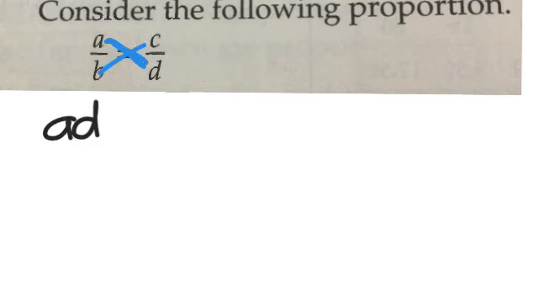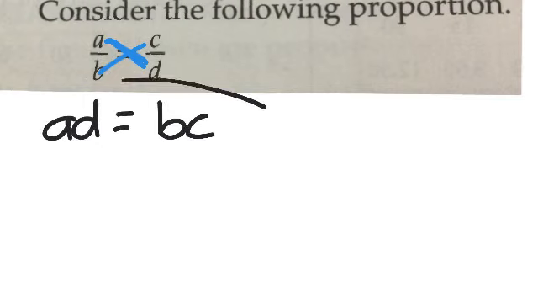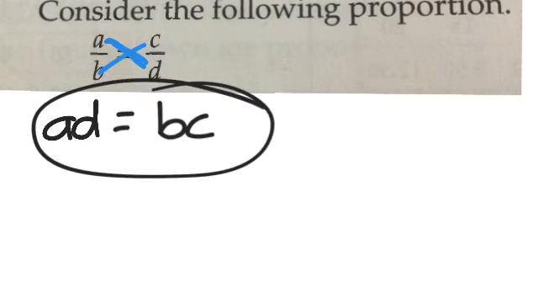And then you do the same thing with the other fraction. So B times C would give BC. And when we cross multiply, we always set those 2 things equal to each other. And the benefit of that is we no longer have to deal with a fraction anymore. We just have an equation that looks like what we've been working on for the last several weeks.